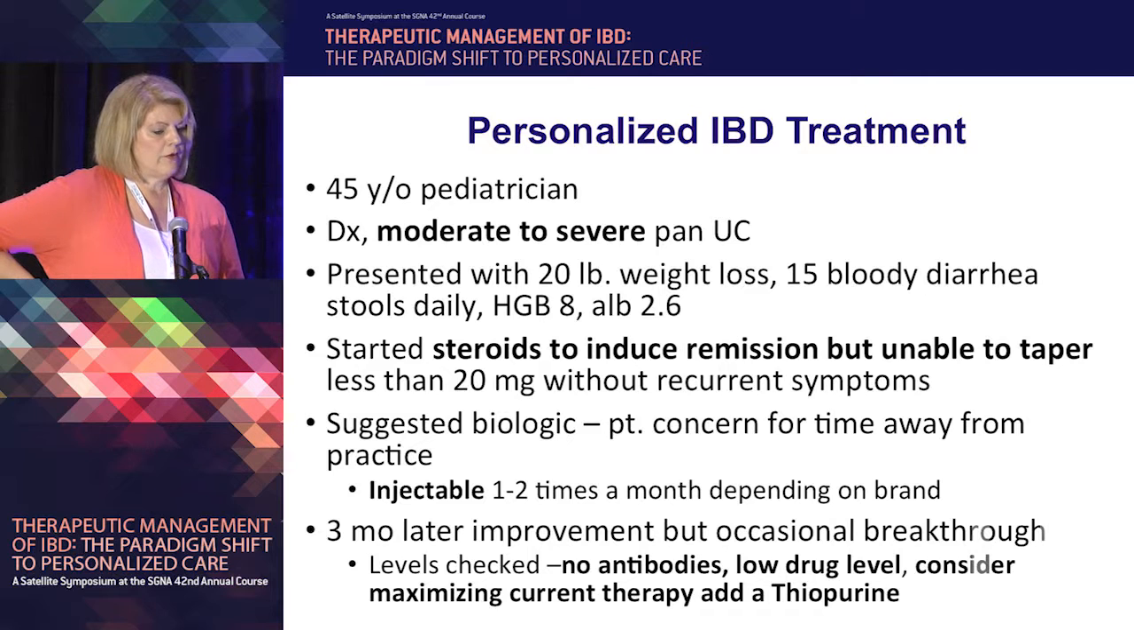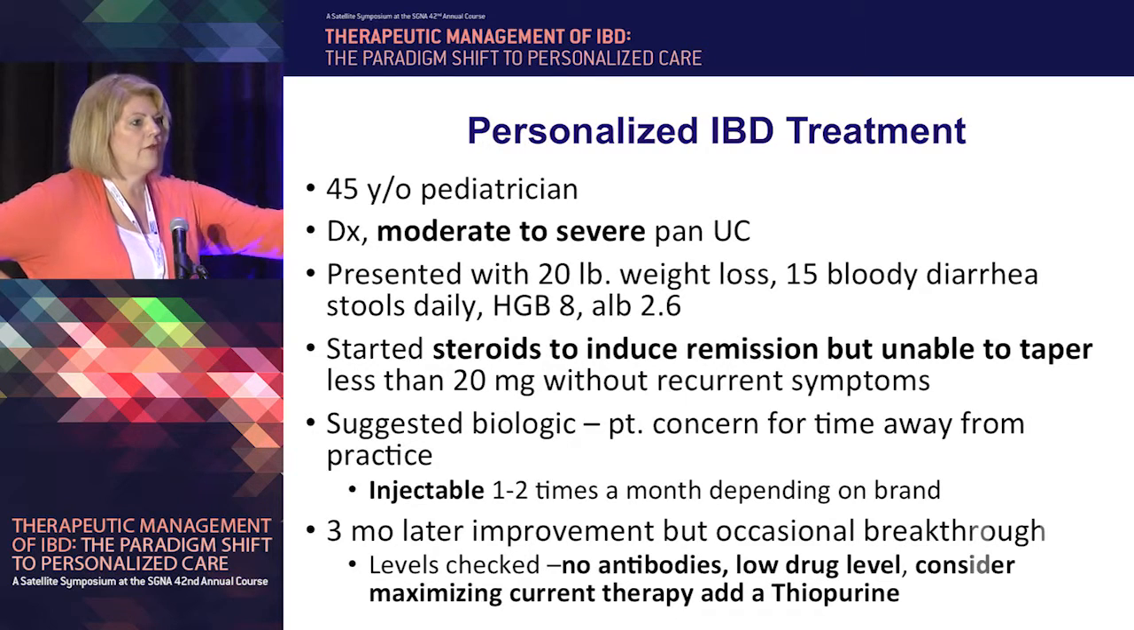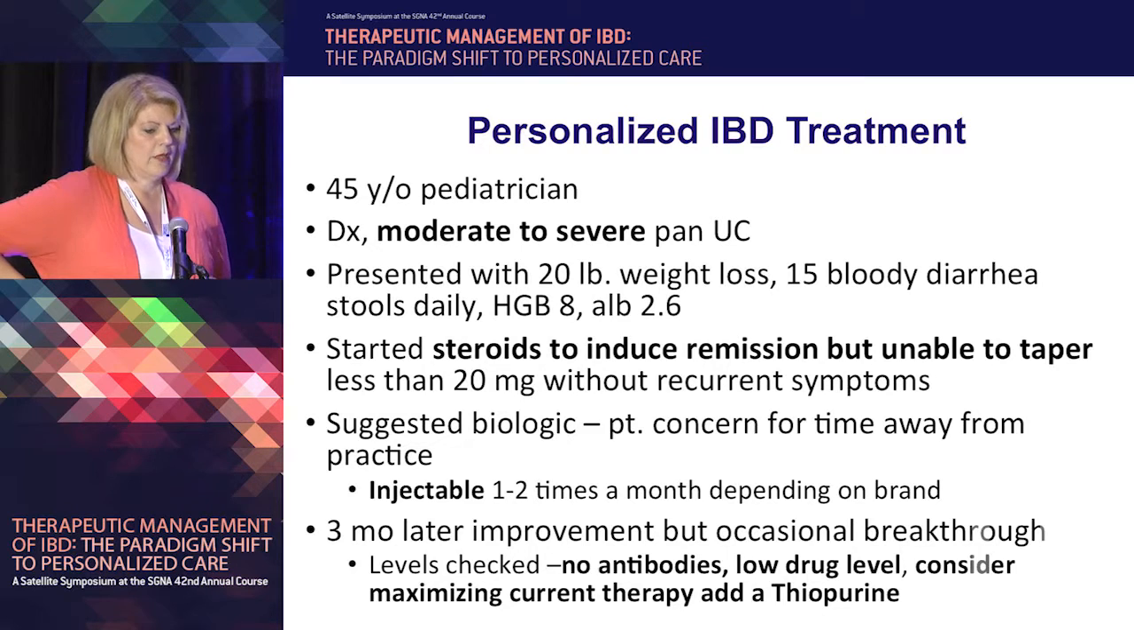And 3 months later, improvement, but some breakthrough. So levels were checked. He had no antibodies. Drug level was low. So we considered maximizing the current therapy because he had no drug antibodies against it. So we elevate the drug level. That's what was missing. And the other thing, combination therapy, looking at adding a thiopurine there as well.